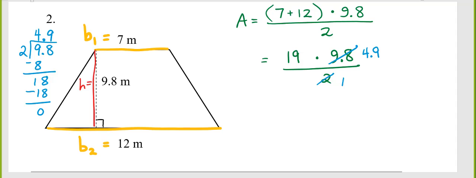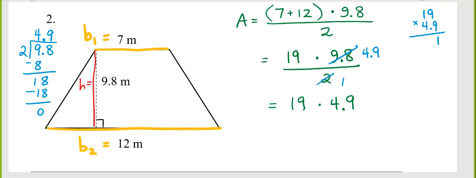All right. I'm going to clean that up a little bit. I have 19 times 4.9. Do I need to put over 1? Nope. Okay, I just have 19 times 4.9. I need to go over to the side and do that. 19 times 4.9.